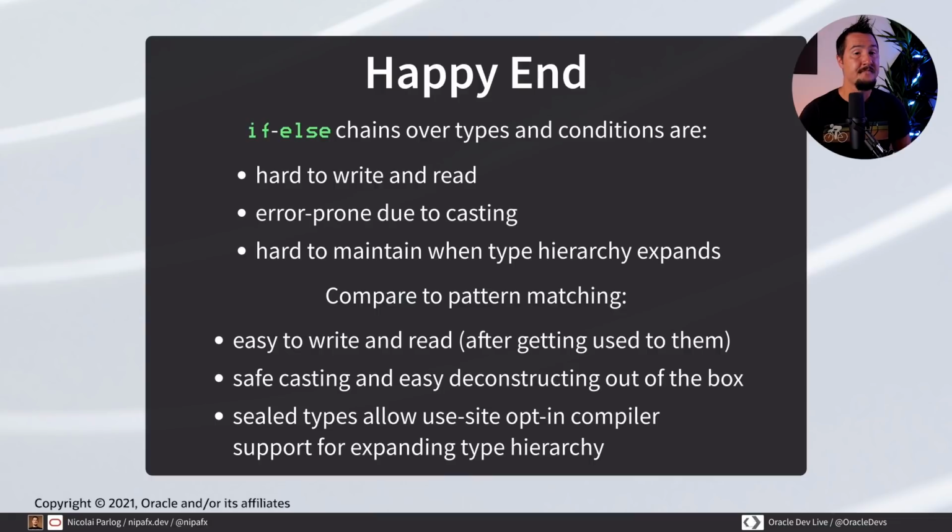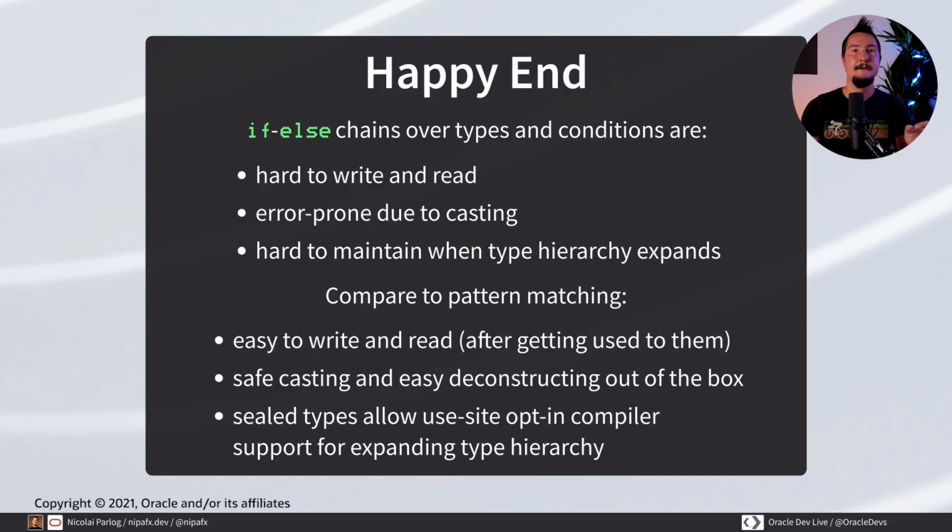Okay, but the happy end here is that we start with the if-else chain, which was hard to read and write, was very error-prone due to this repeated casting, and was really hard to maintain because the best thing you can do is get a runtime error when I add a new implementation, and that's not great. If you compare this to pattern matching, then this is much easier to read and write. Admittedly, it might take some time to get used to the syntax. Just like with lambdas and streams, it's not immediately like, oh yeah, I know what that means. It will take a bit of time, but it uses the well-established switch.